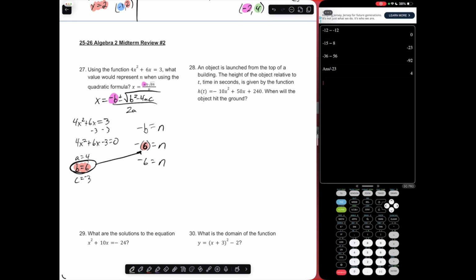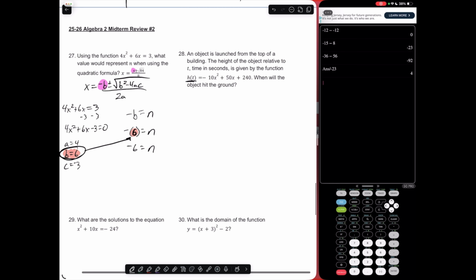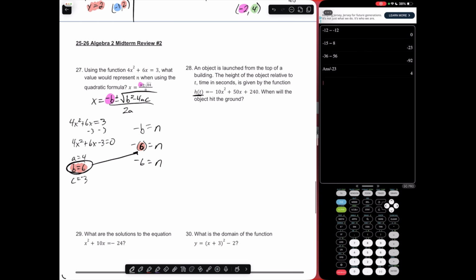All right, 28, an object is launched from the building. The height of the object in time seconds is given by the function. When will the object hit the ground? All right, so h of t represents our height. This shouldn't say h of, this should either be an x or these should be t's, but either way, it's going to work out the same. So it's just a simple typo there. So when the object hits the ground, that means our height equals 0. So we want this to be equal to 0.